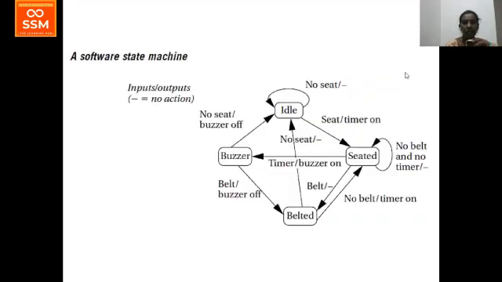Here the seat belt system is given as the state machine example. Here three sensors act as inputs. One is whether the person is seated or not, and the second sensor deals with whether the person is belted, fastened, or not belted, not wearing the seat belt. The next one is the timer. These three are the inputs for the state machine, and the output will be the buzzer.